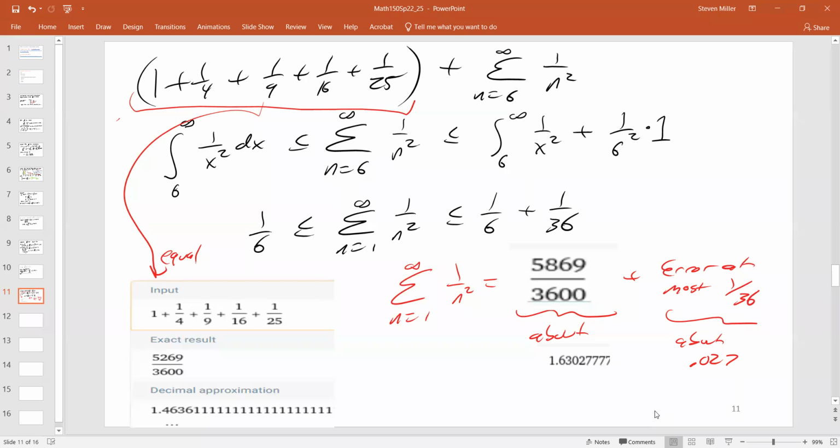And so if you just do a couple of terms in the beginning, and then use the integral test to approximate what's left over, you can get a pretty good estimate. And so now we're within 0.02 by just summing 5 terms and doing an integral.